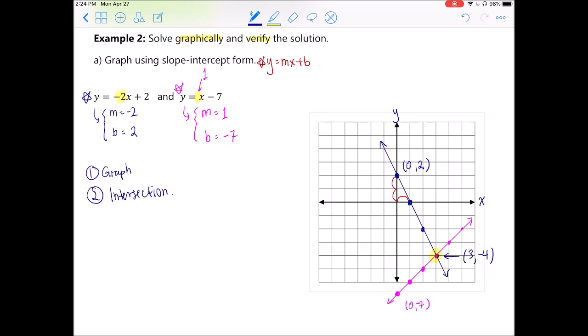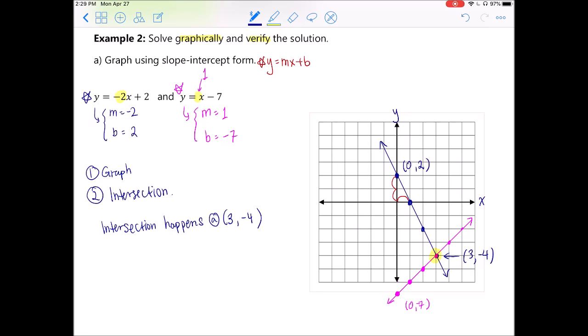And once you find this, you do want to mention that the intersection happens at (3, -4). Okay? And this is because they want us to solve it graphically, so you do have to mention it this way. And they wanted us to verify the solution.